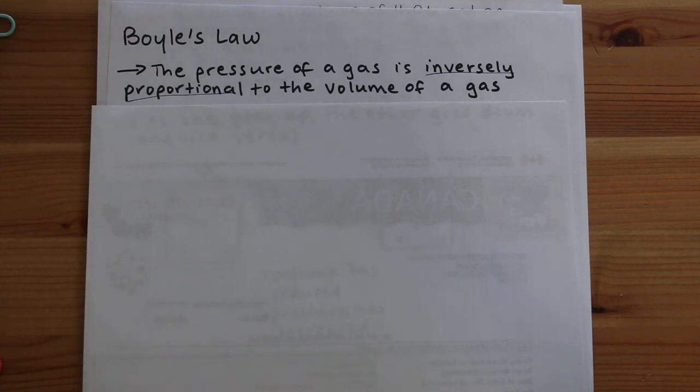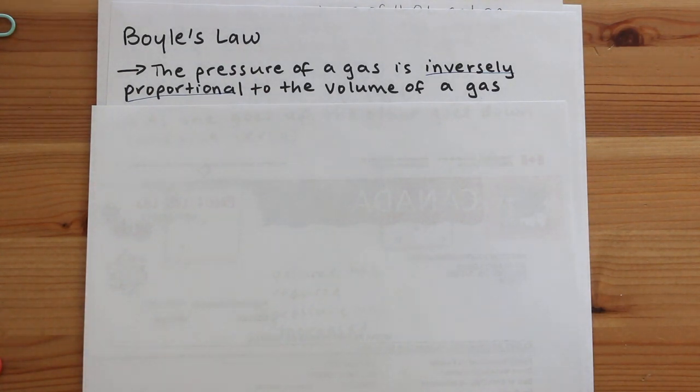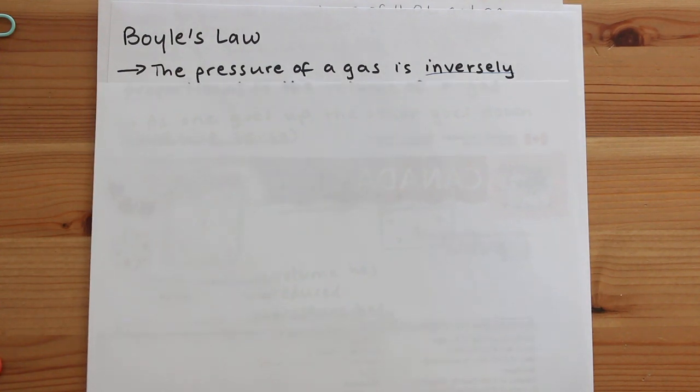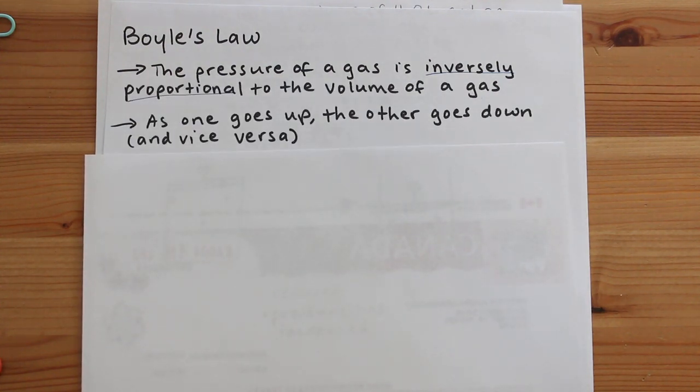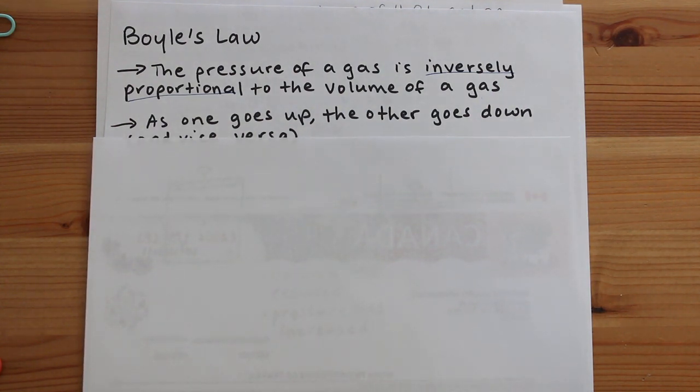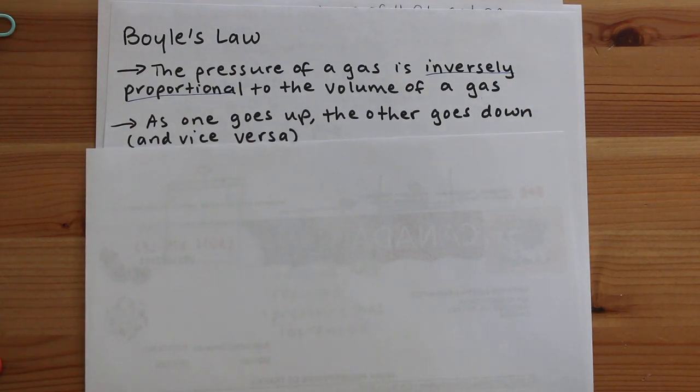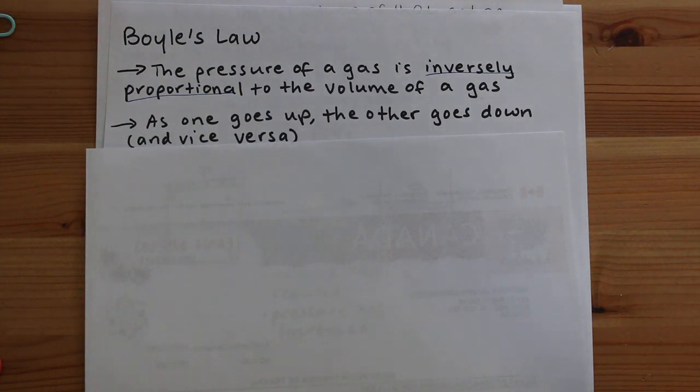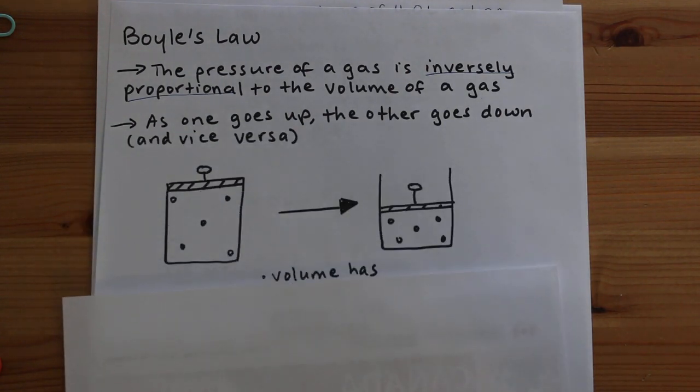Pretty much what it boils down to is that the pressure of a gas is inversely proportional to the volume of a gas. And in case you're wondering what inversely proportional means, it means that as one goes up, the other goes down, and vice versa. So, for example, if the pressure of a gas is increasing, then the volume of the gas must be decreasing. They're pretty much opposites. I like to think about it in terms of a diagram.